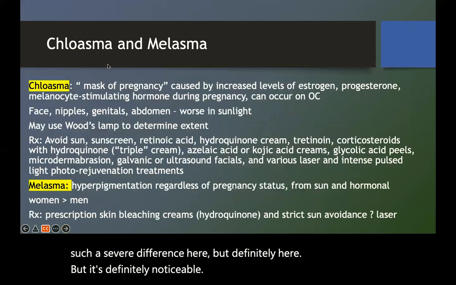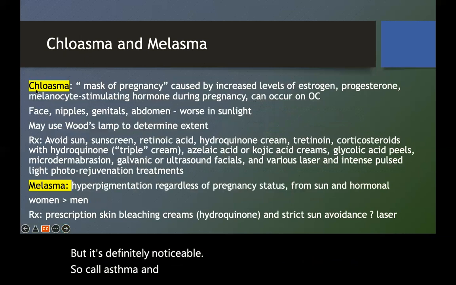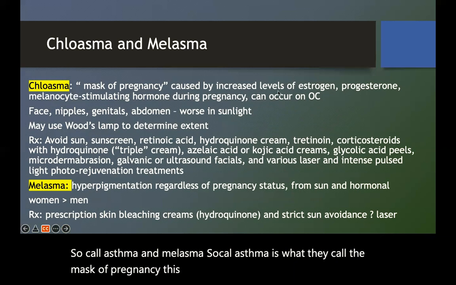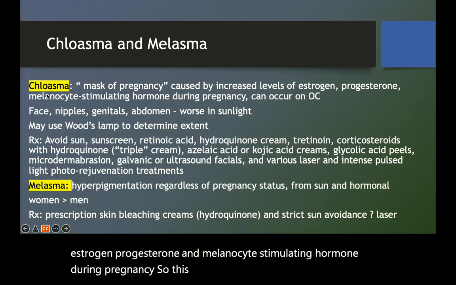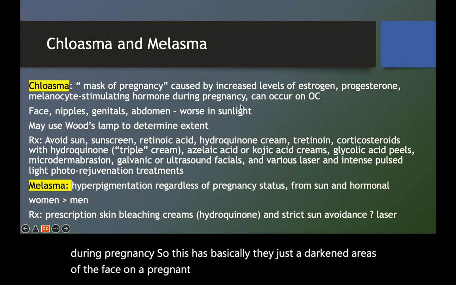Okay, so chloasma and melasma. Chloasma is what they call the mask of pregnancy. This is caused by an increased level of estrogen, progesterone, and melanocyte stimulating hormone during pregnancy. So this is basically darkened areas of the face on a pregnant woman. They just randomly develop this dark skin.